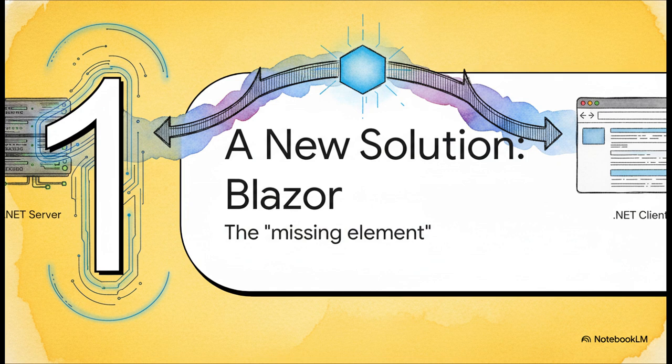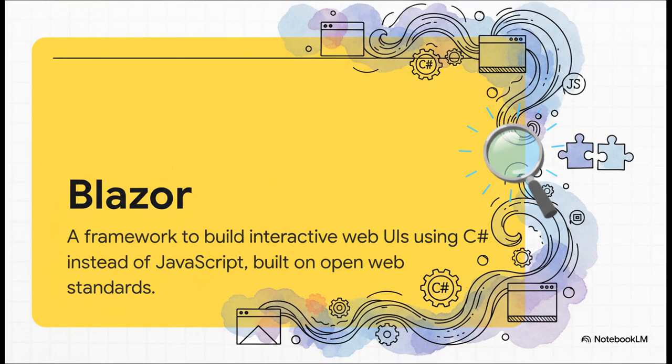What exactly is this new solution? Well, Blazor was basically introduced as the missing piece of the whole .NET puzzle. It was engineered to be that bridge, the thing that finally connects the server and client worlds for all those .NET developers out there. To put it simply, Blazor is a framework that lets you build interactive web UIs using C# instead of JavaScript. And the real magic here is that it doesn't need any weird browser plugins or special extensions. It's all built on open web standards that every single modern browser already gets.